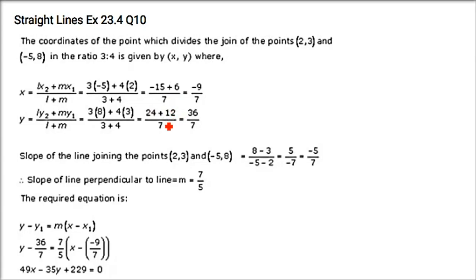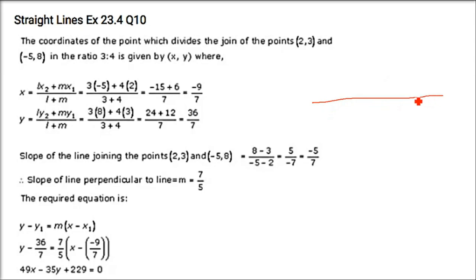Find the equation of the straight line which divides the join of the points 2, 3 and minus 5, 8 in the ratio 3:4 and is also perpendicular to it. It is perpendicular to it. And there are a few questions like this. How are we going to solve it?